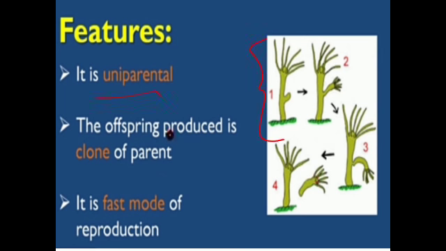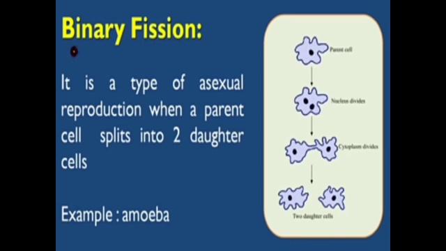As we can see here, only one parent hydra is there. The offspring, that is the new individual produced, is a clone of the parent. Clone means exactly a carbon copy, exactly similar to the parent. As we can see here, whenever this new individual grows in size, we want to be able to recognize which is the parent hydra and which is the offspring. And it is the fast mode of reproduction. Reproduction is fast through asexual reproduction.